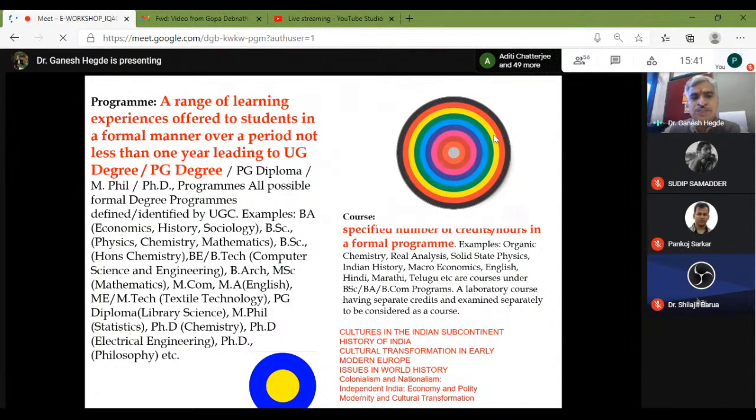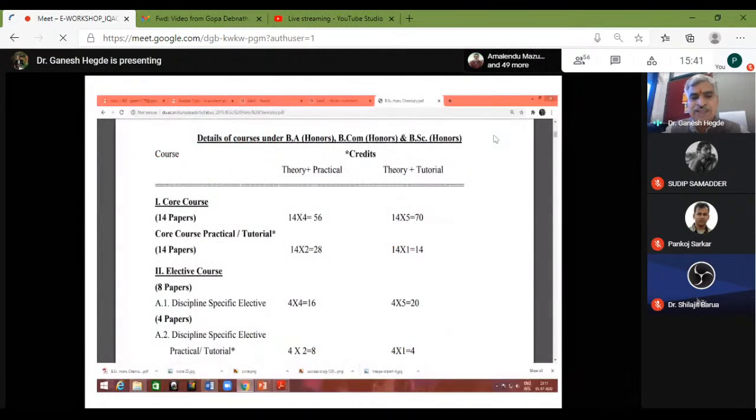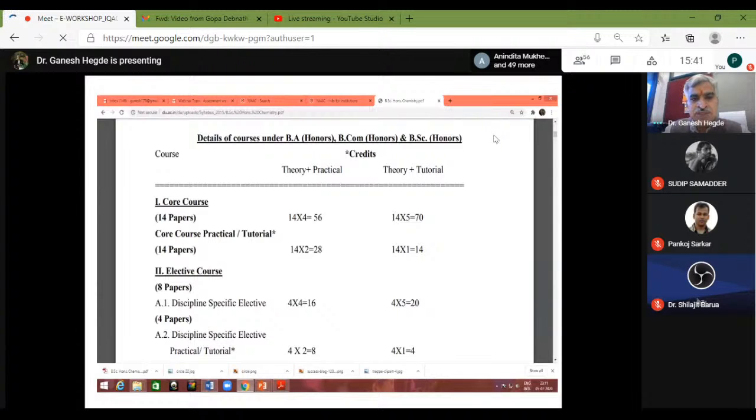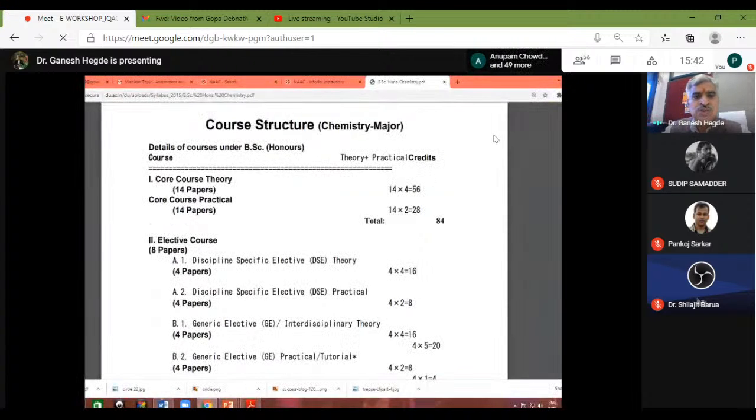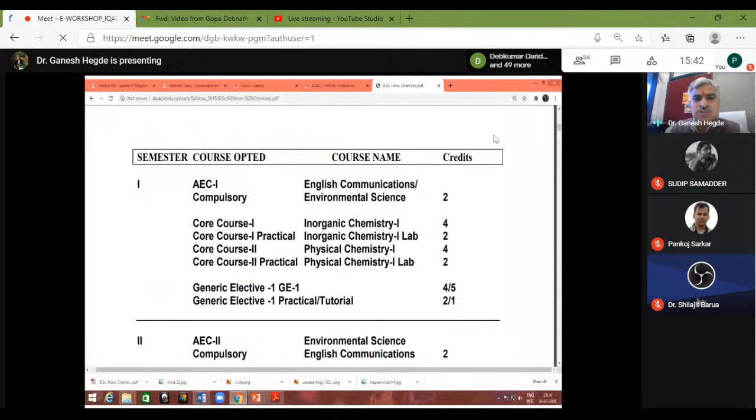Now, details of the courses, BA, BSc, BCom: you can have a core course and you can have an elective. So a core course will have a theory and a practical, and the elective also may sometimes have theory and practical. In the core courses, like chemistry, there will be 14 or 18 core papers. And elective papers will be a maximum of 8 papers, and a maximum of 20 credits may be there. For example, in chemistry, there are inorganic chemistry, organic chemistry and physical chemistry. English communication and environmental science will be the compulsory papers.